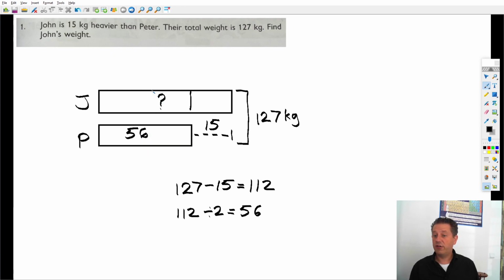We also know that John doesn't actually weigh 56 kilos. He weighs 56 plus 15 kilos. So we have one more problem to do because we're trying to figure out John's weight, not Peter's. So we're going to do 56 plus 15, and that would be 71 kilos. So now we figured out John's weight, which is 71 kilos.